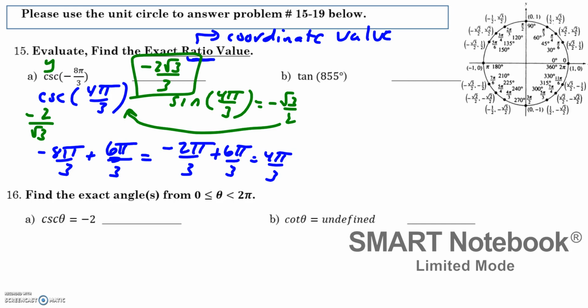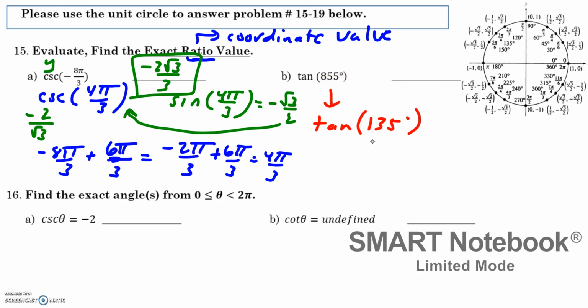Part B, the tangent of 855 degrees. This is definitely not on the unit circle, so if I took 855 and subtracted 360 degrees twice, this is really the same as the tangent value at 135 degrees. And again, feel free to subtract 360 two times to get this.